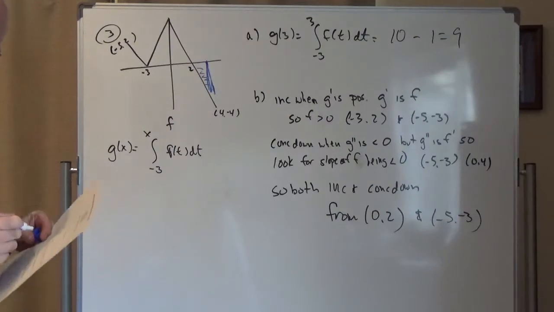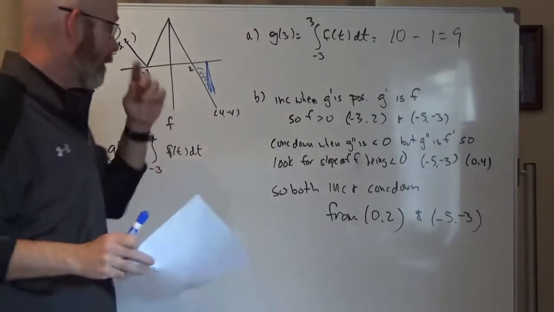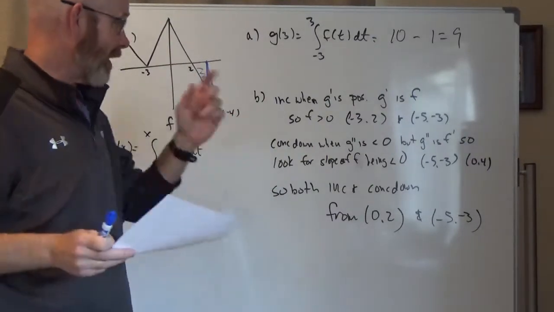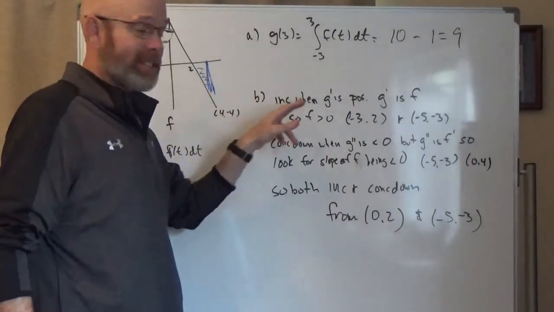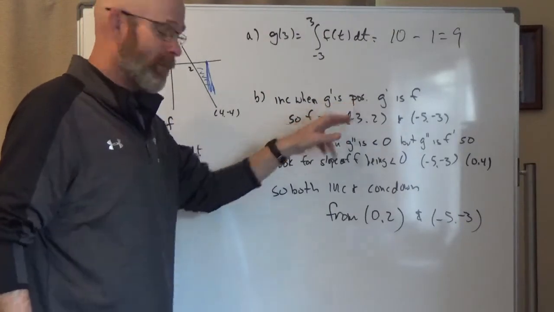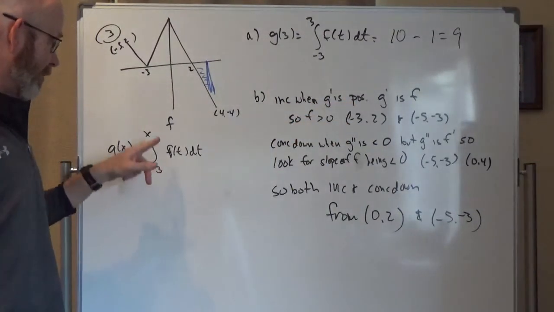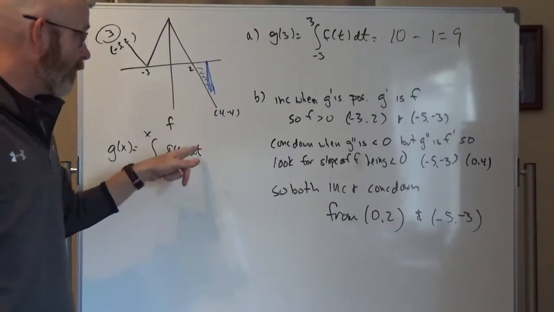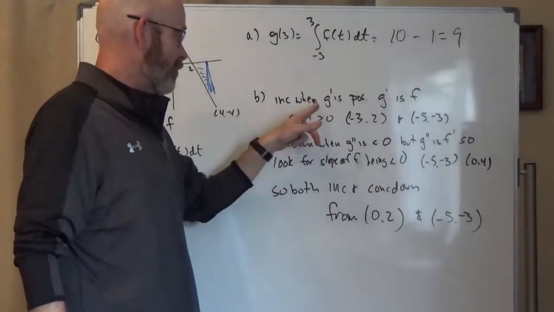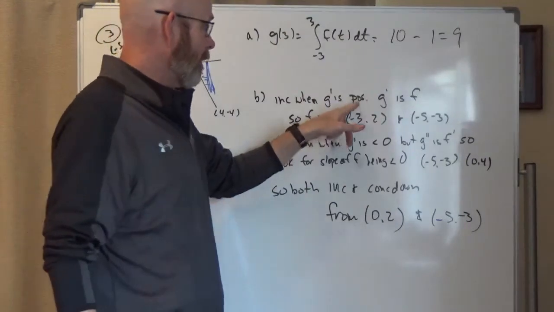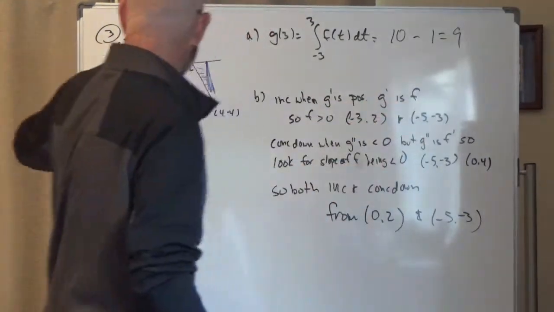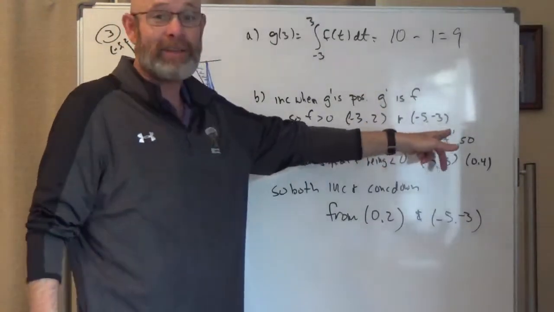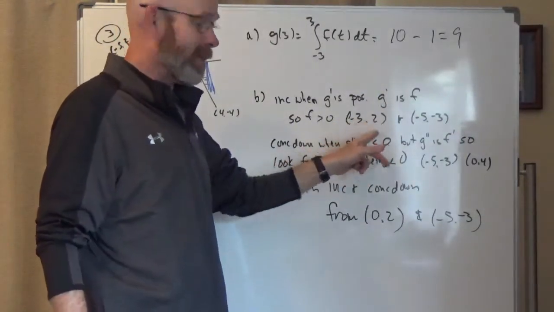Part B says, when is g increasing and concave down? So g is increasing when its derivative is positive. This is g, its derivative is the derivative of that, which is the fundamental theorem of calculus, which is just that. So g prime is positive whenever f is positive. So f is positive here, here, and here. So f is positive from -5 to -3 and from -3 to 2.